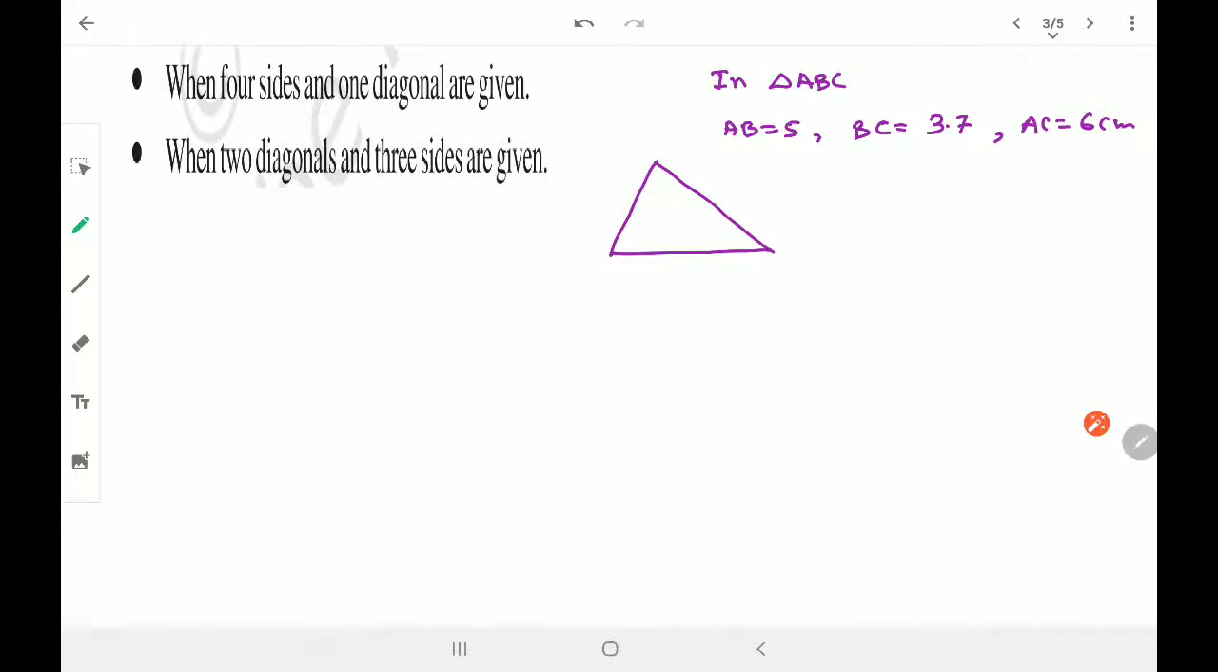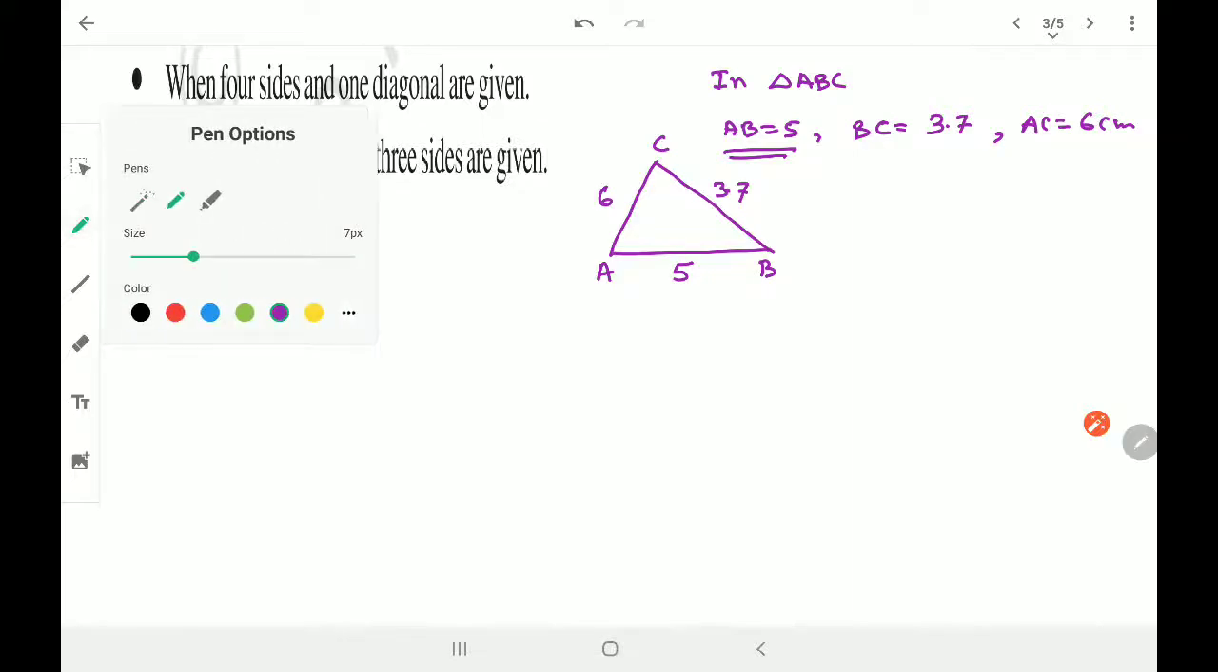Then I have to name it. I can name this triangle by taking any given side as the base at the bottom. Now AB is given, so I take AB as the base, and the remaining vertex as C up there. I will put the values in the rough diagram: AB is 5, BC is 3.7, and AC is 6. Okay, and now I'll start construction. How do I have to construct?